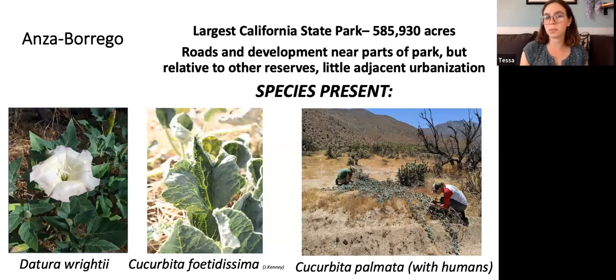Lastly is Anza-Borrego Desert State Park. It's the largest California state park. There are roads and development near and in parts of the park, but relative to the other two reserves, there's little adjacent urbanization. And all three species are present, including the humans that helped me with my project, like Dr. Kerry Mauck and my colleague, Jamie Kenny, in this picture.